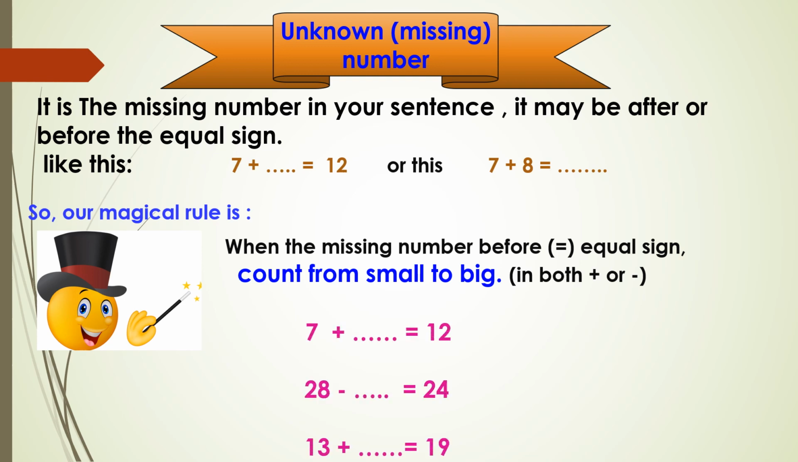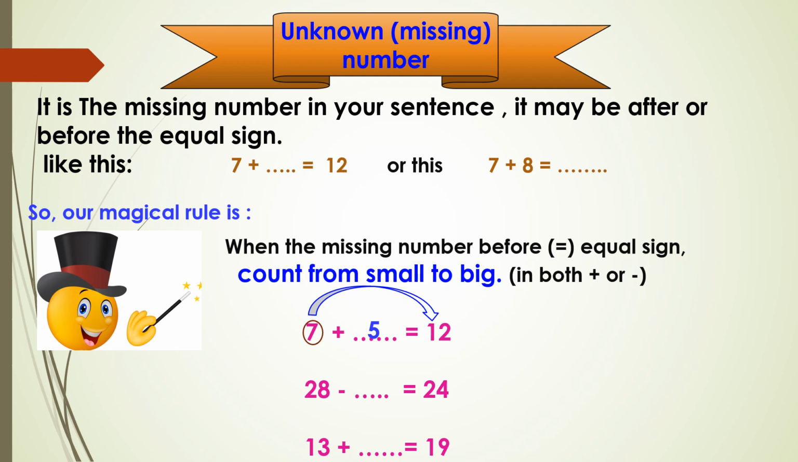The first problem, 7 plus what equals 12? We said we count from the small number to the big number. The small number here is 7. So we will count from 7 to 12. After 7: 8, 9, 10, 11, 12. How many fingers do we have? 5. So 7 plus 5 equals 12.